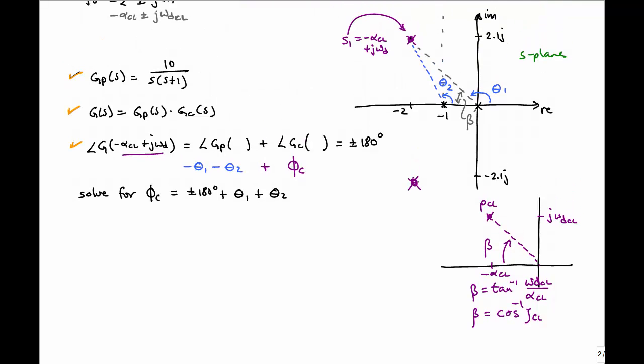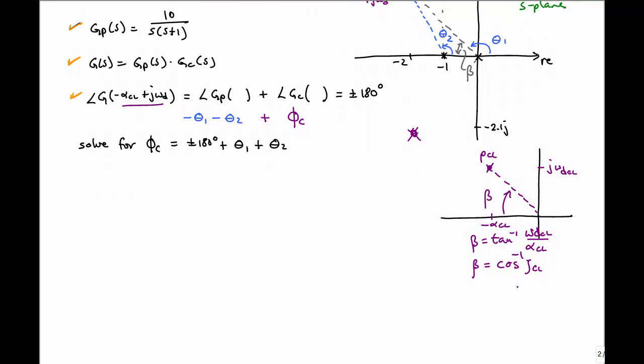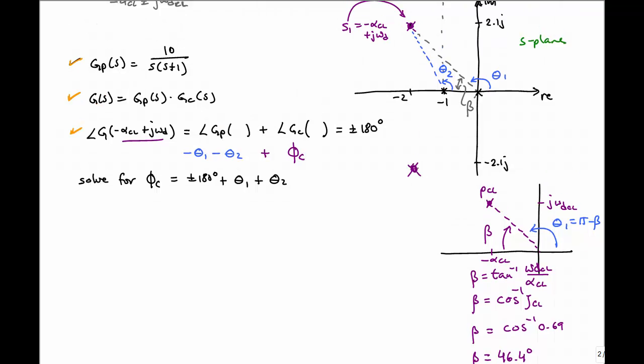But beta can also be shown to be equal to the arc cosine of zeta, which in our case for zeta equal to 0.69, beta equals, let me check here, 46.4 degrees. Okay, now this angle theta 1 here is just equal to pi minus beta in this case.